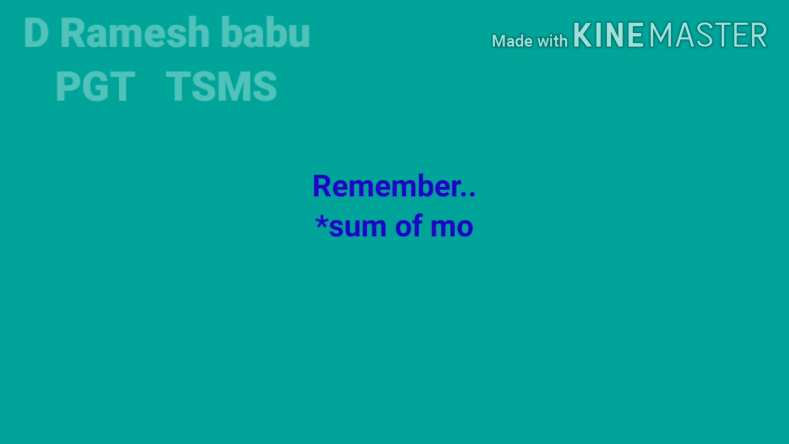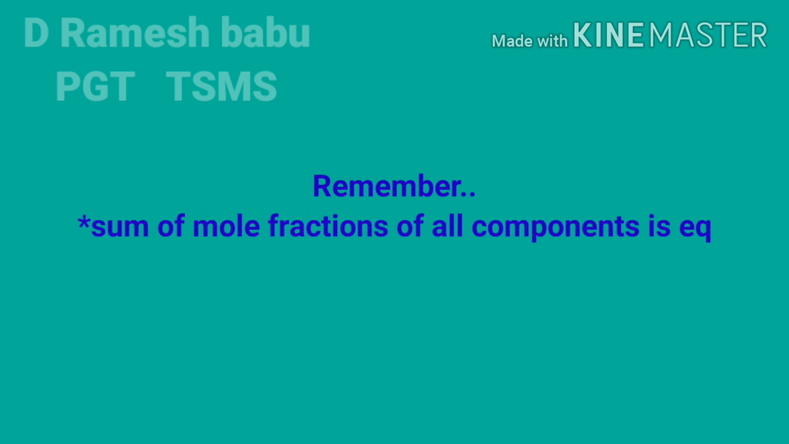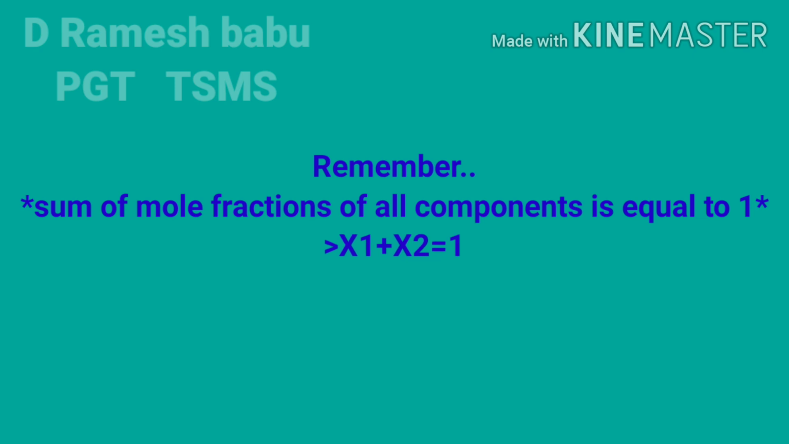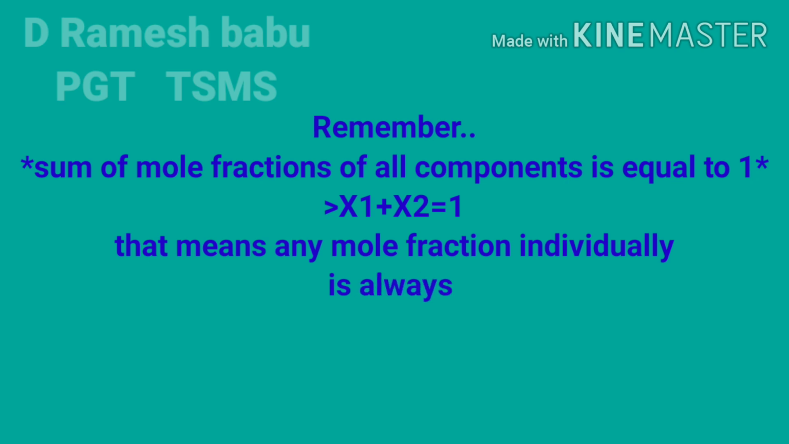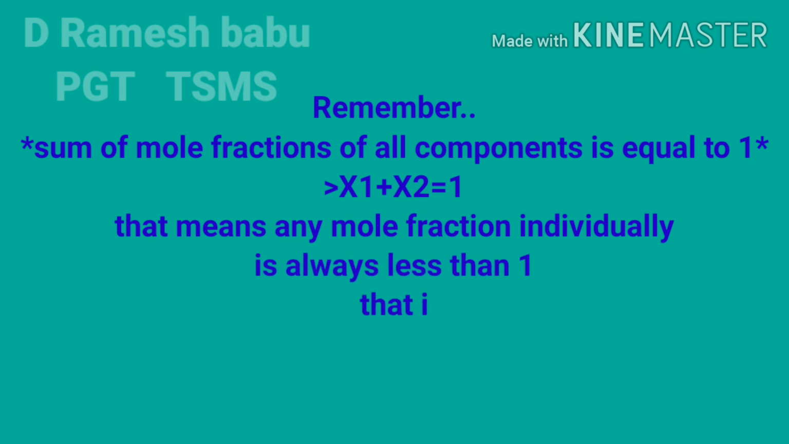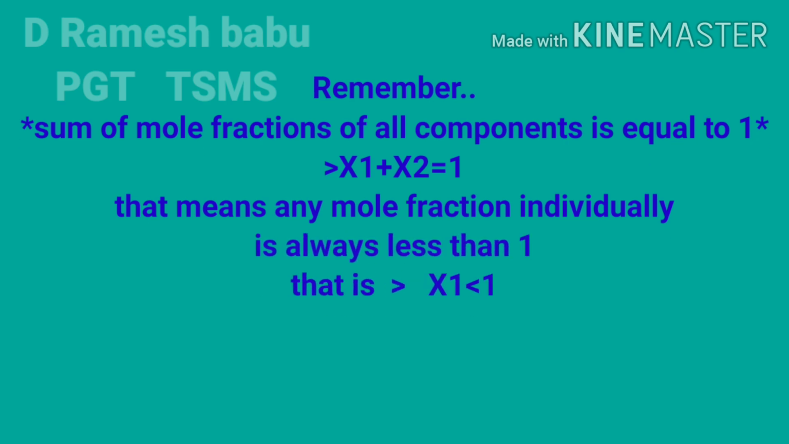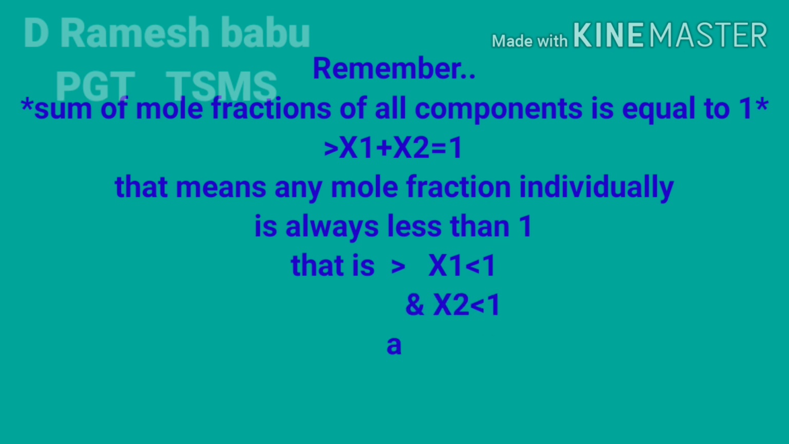Remember children, sum means addition. The sum of mole fractions of all the components, not only 2, however many components there may be, is equal to 1. That means here there are 2, X1 plus X2 will always be equal to 1. That means any individual mole fraction is always less than 1. That is, X1 is less than 1, X2 is less than 1, and X1 plus X2 is always 1.